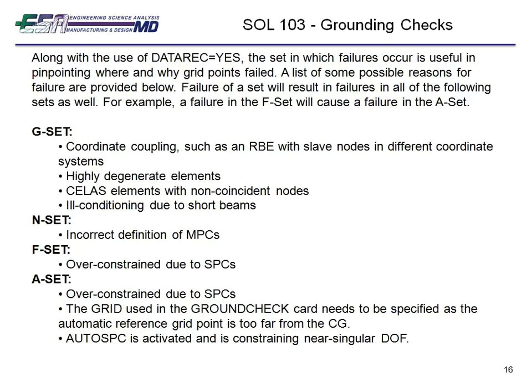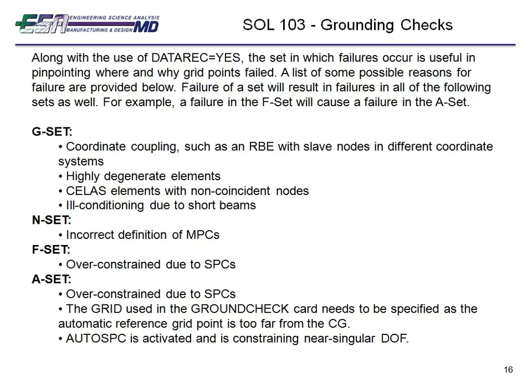Some possible examples of where you are seeing failures in the G set could be coordinate coupling. If you have an RBE with slave nodes in different coordinate systems, highly degenerate elements, CLAS elements with non-coincident nodes, or ill conditioning in the matrix, possibly due to short beams.